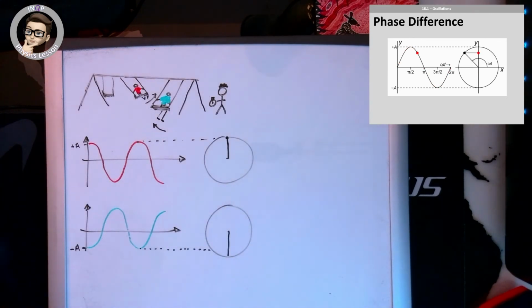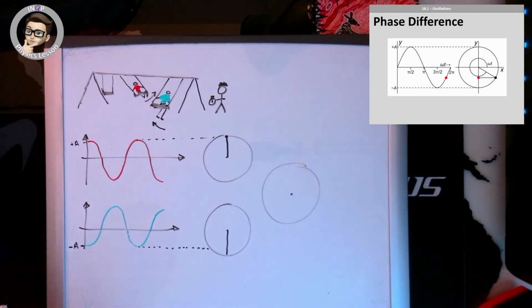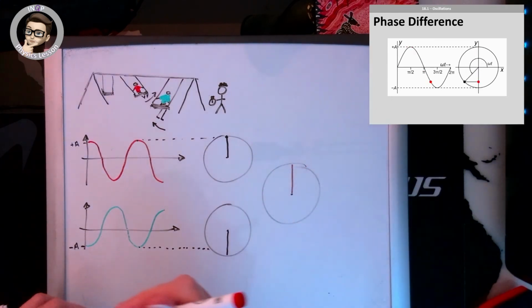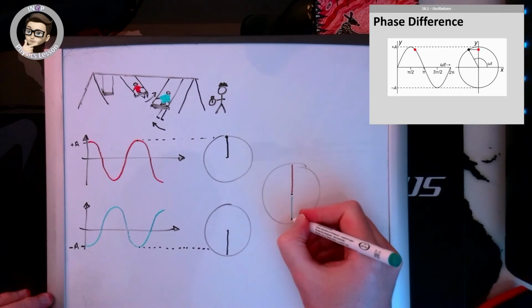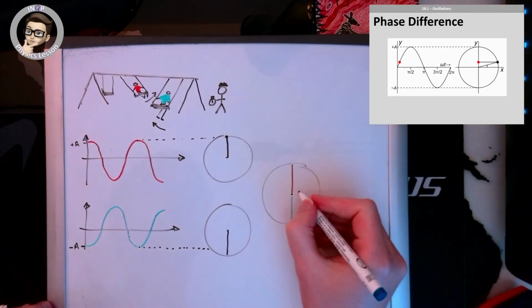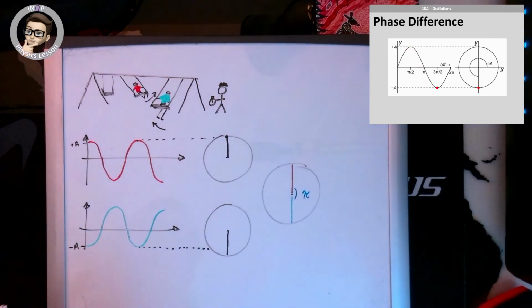Now if I overlay those two on top of each other, draw ourselves another circle, and we'll have the red direction in red from the center point, and we'll have the green phasor in green. Then we can see that the angle between those two, so the phase difference, would in fact be pi, because it would be 2 pi divided by 2, which is pi. So we can see this would be out of phase by pi.